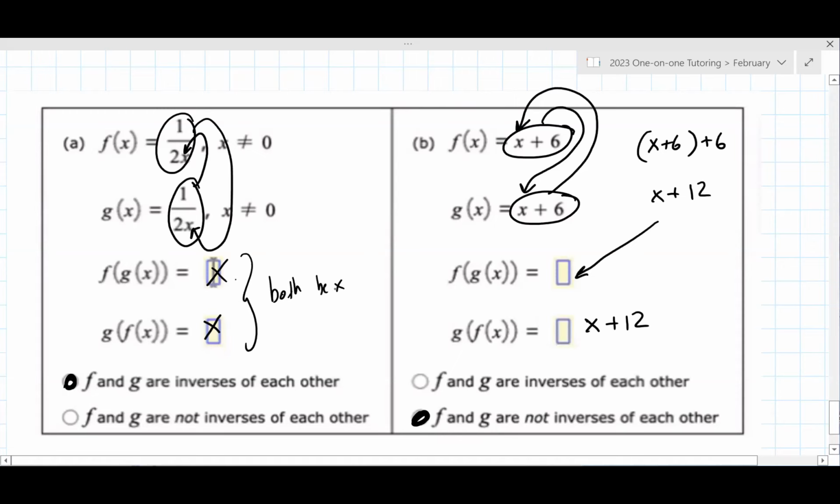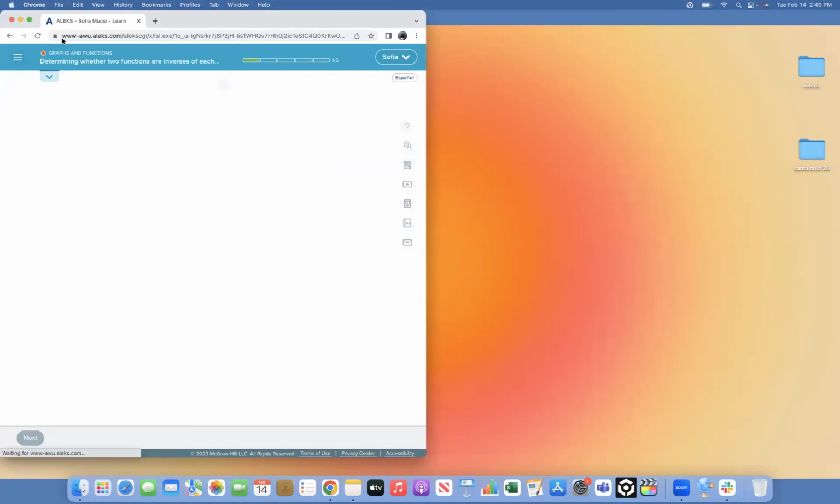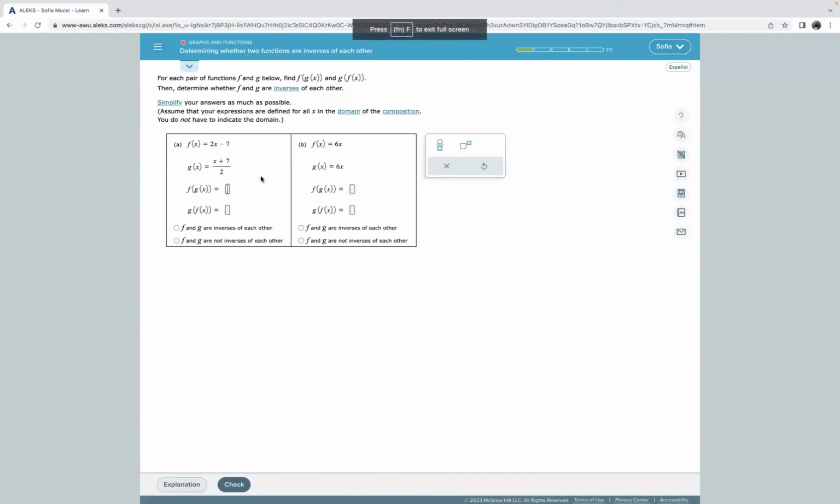I'll share my screen again. So try the one on the right first, because that's gonna be easier for you. So 6. So that's 36x, both. And then they're not inverses. So let me share my screen for the other one.